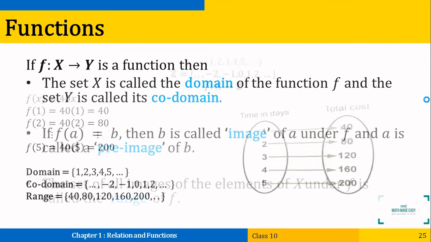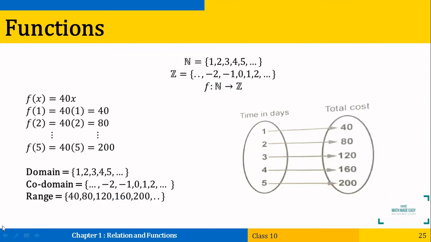Let's consider an example of a relation which is actually a function. Let's define a function f from natural numbers to integers where f of x equals 40 times x. Since the domain is natural numbers, which start from 1, 2, 3, 4, 5 and go on, substituting them in f we have 40 times 1 equals 40, 40 times 2 equals 80, 40 times 5 equals 200, 40 times 10 equals 400, and it goes on.